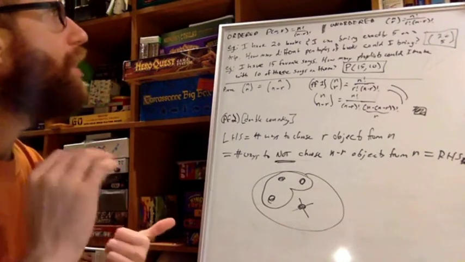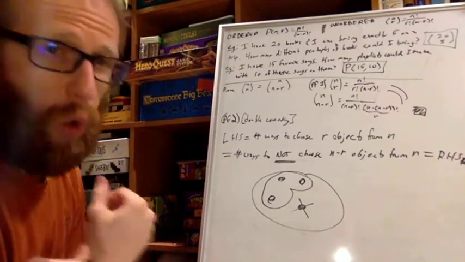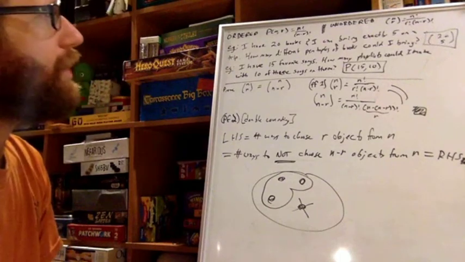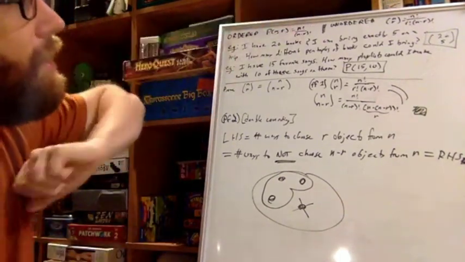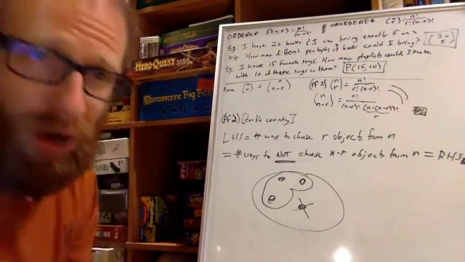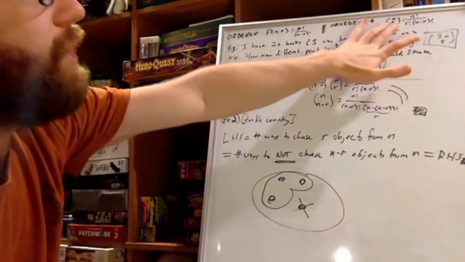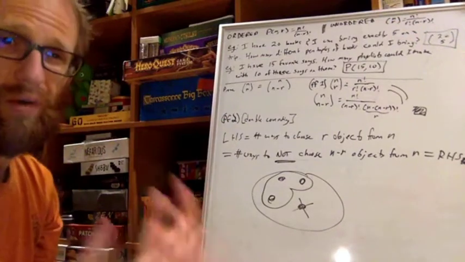So again, big ideas. Permutations are ordered lists, so an ordered list of r objects chosen from n, and that's the formula. Combinations are unordered lists, so it's the number of ways to choose r objects from n, where the order does not matter.